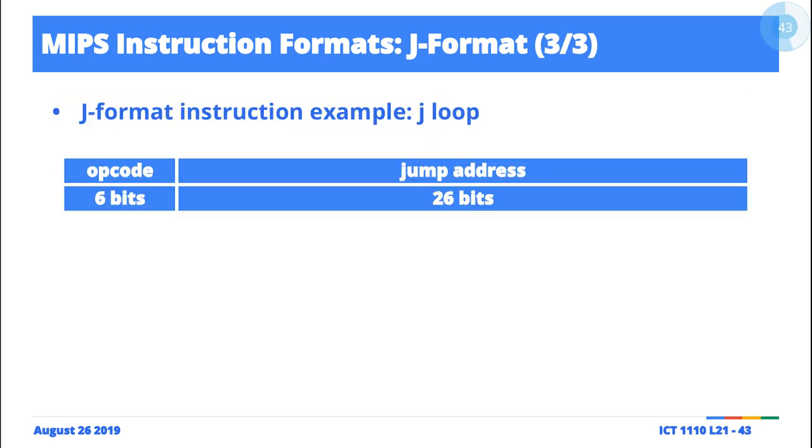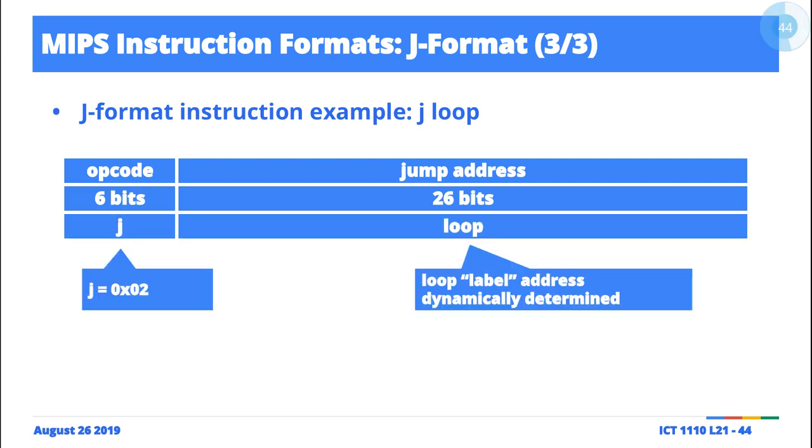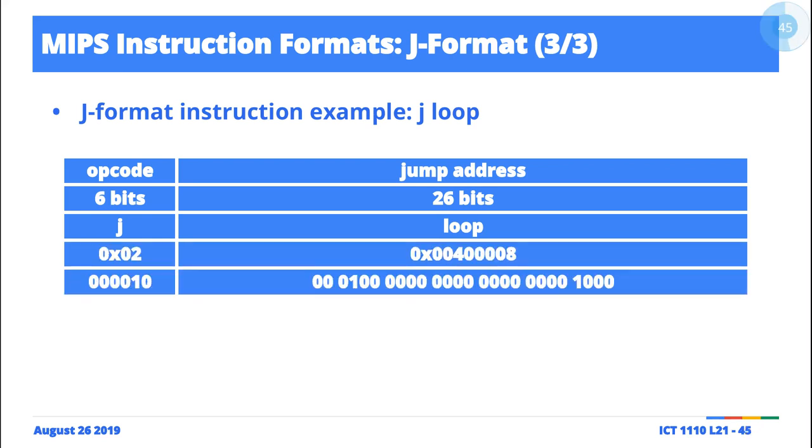So just as an example, if we use a J loop, for instance, this would be our label. We know that the 6 bits will conform to the instruction, which is J here. If this was JAL, this would be JAL, right? And then loop would just be the label in this case.